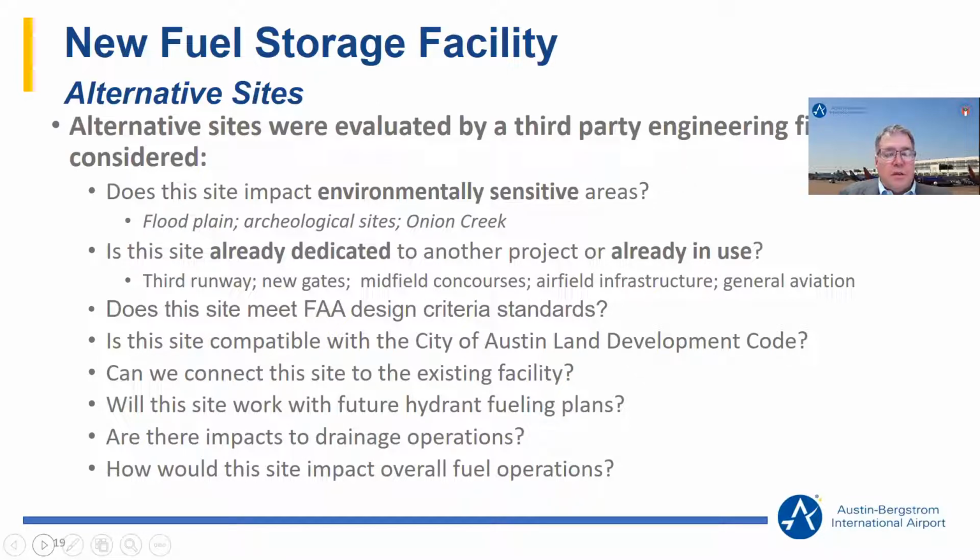So long-term, the fueling of the tanker trucks that go out to the aircraft would be replaced with a hydrant fueling system, so that operation would go away. The existing site, with the third runway, would go away as well, because we no longer would need the fuel tanking operations. So that fuel farm would go away to make way for a future taxiway to accommodate the future runway.